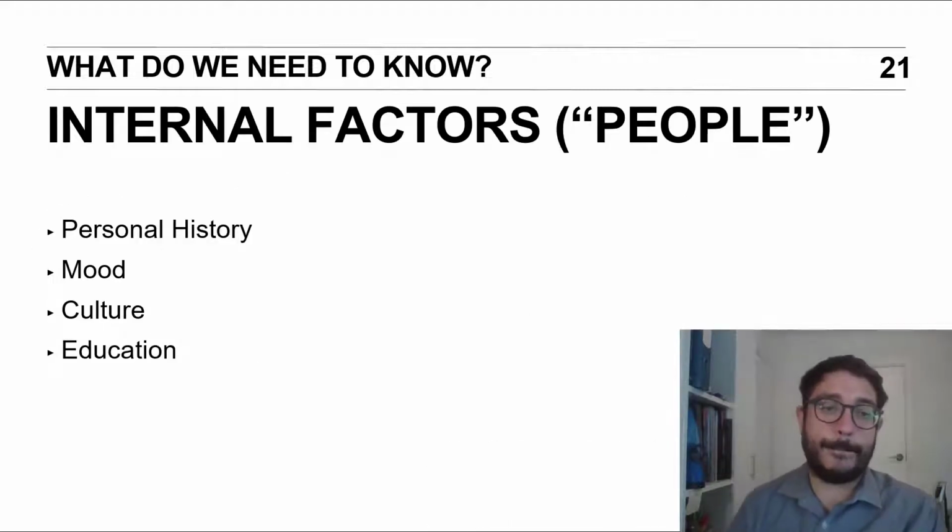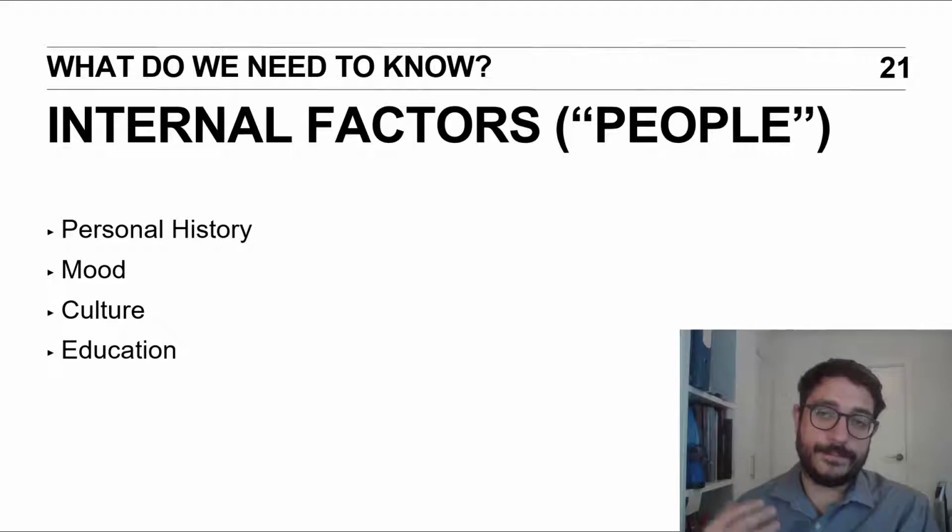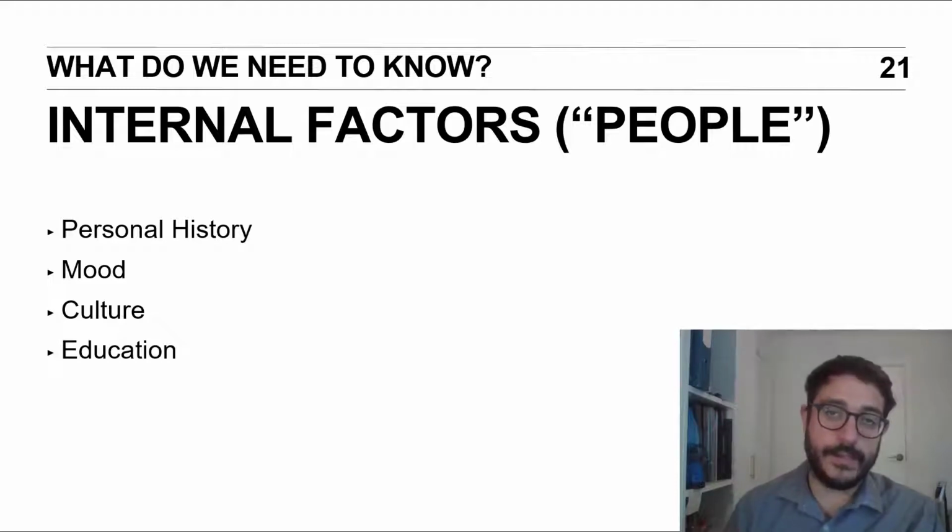Internal factors. People. User-centric design is about people. So we need to know their personal history. We need to know their mood. We need to know their culture. And we need to know their education. Why do we need this? Because we want to go and build something that they will appreciate.